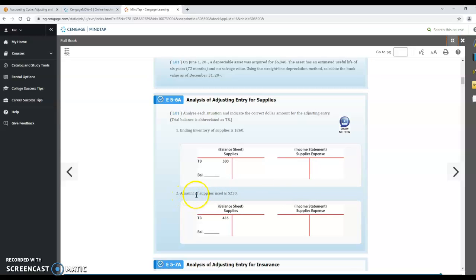Here in the second one, the amount of supplies used is 230. So the part that's used is the part that comes out of the asset and goes into the expense. So our journal entry would be to debit supplies expense and credit supplies, the 230, the part that's used. And our balance would be the 435 minus the 230. That would end up being 205.